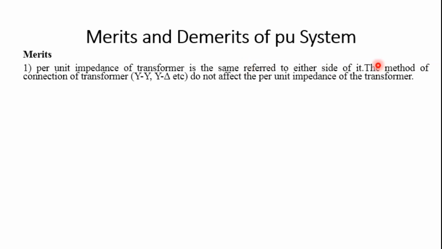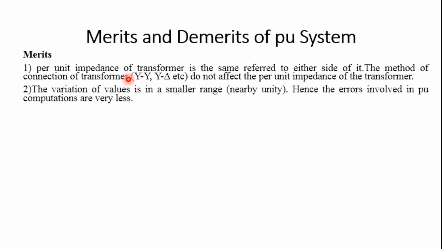Next, it does not depend upon the way of the connection we are going to make. You can connect star to delta, delta to star, delta delta, any way of the circuit. This is the most important advantage of the per unit system.